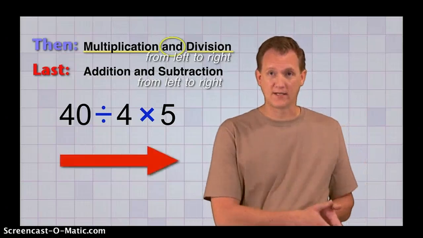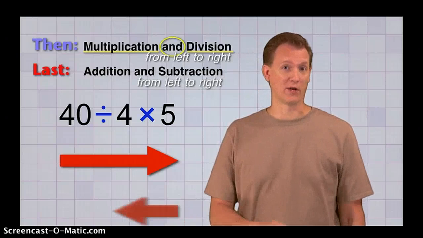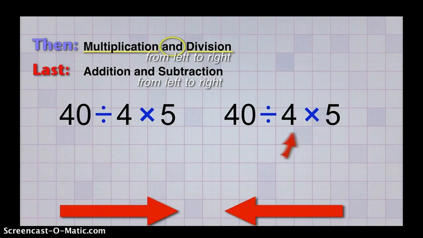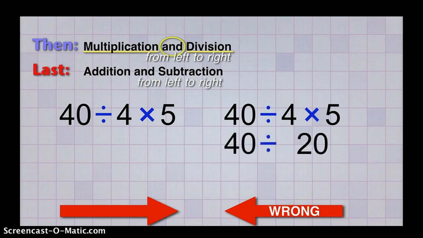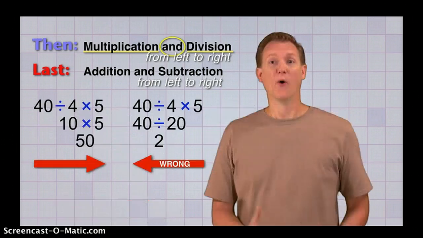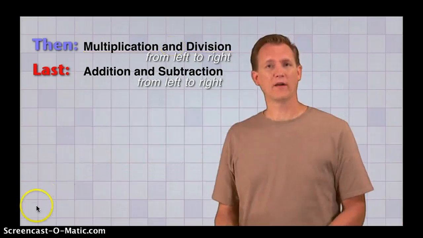from left to right. That's because in some cases, you can get a different answer if you go from right to left. For example, in this problem, if you work from right to left the wrong way, you would do the 4 times 5 first and get 20. And then 40 divided by 20 equals 2. But if you go from left to right, you would do 40 divided by 4 first, which is 10. And then 10 times 5 equals 50. Wow, the direction we went made a big difference.